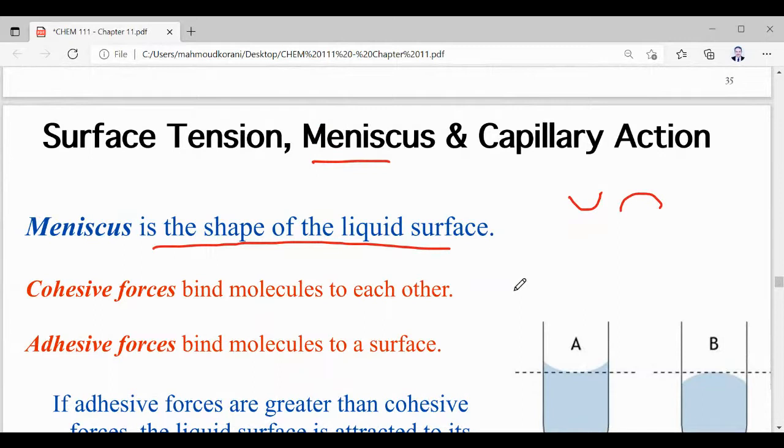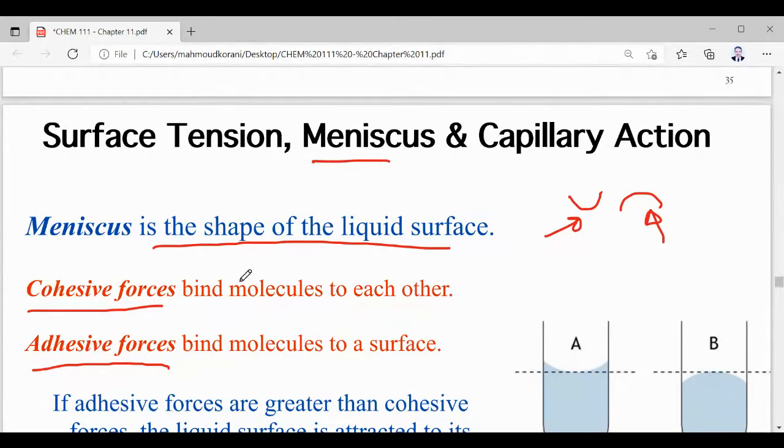Okay, to explain the behavior of the liquid in capillary tubes, we have to discuss two forces, cohesive forces and adhesive forces, which are responsible for the shape of the meniscus. Adhesive forces are the attraction between the liquid and the solid.